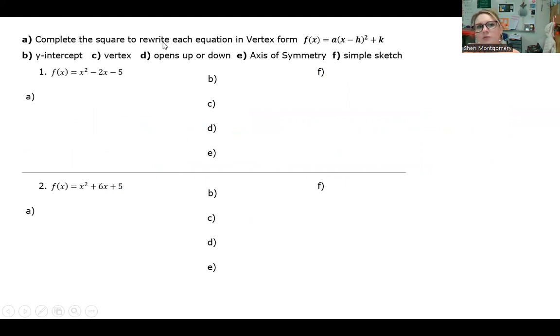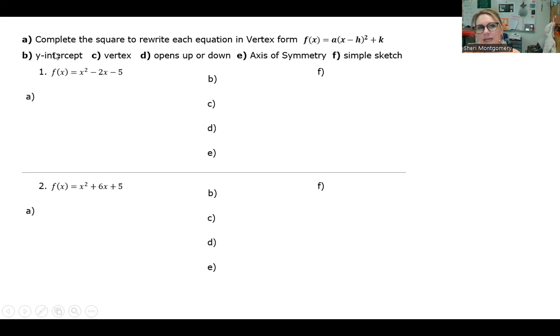First, it tells you complete the square so that you can be in vertex form. We just did 4 examples. We're going to identify the y-intercept, the vertex, whether it opens up or down. We're going to make a sketch, identify axis of symmetry. Seems like a lot, but it's all really simple stuff.